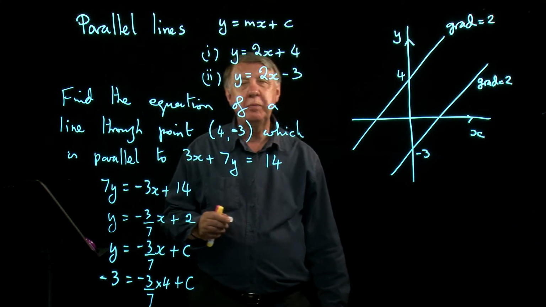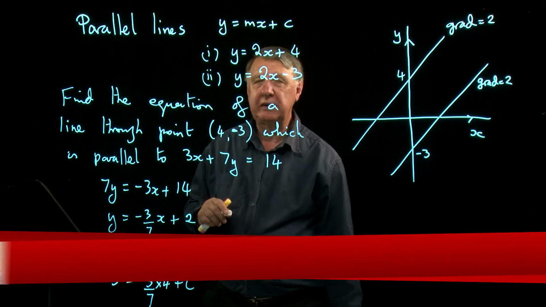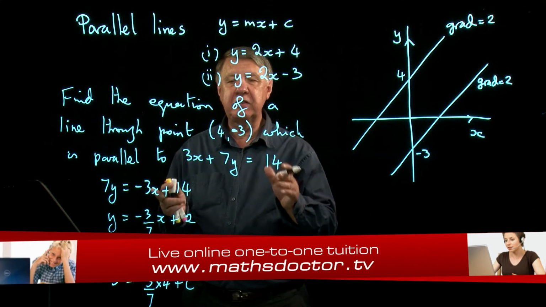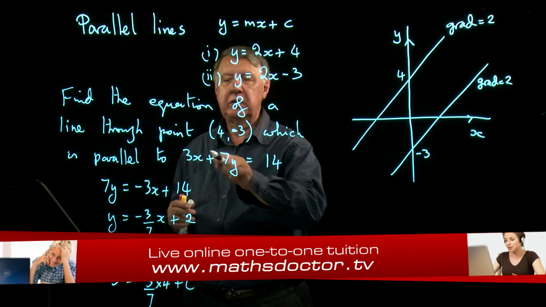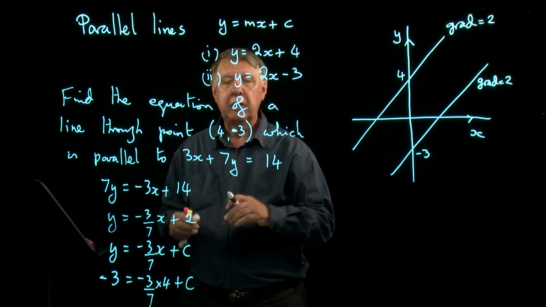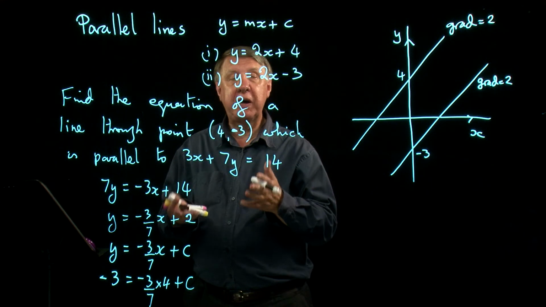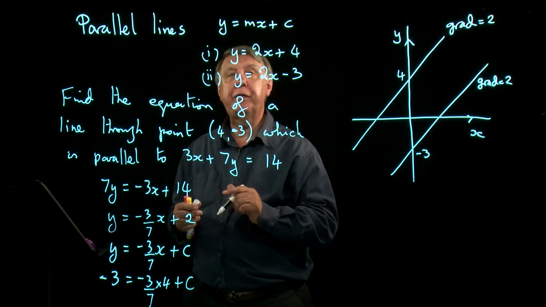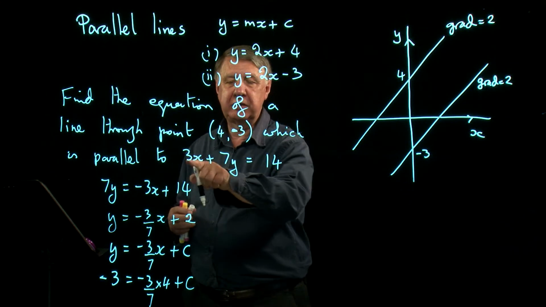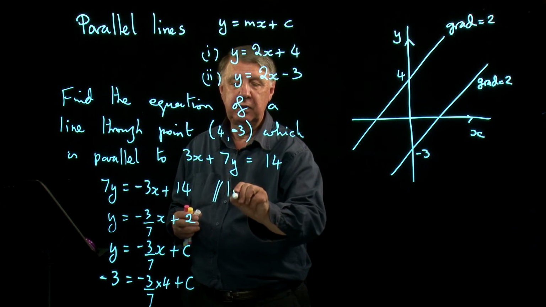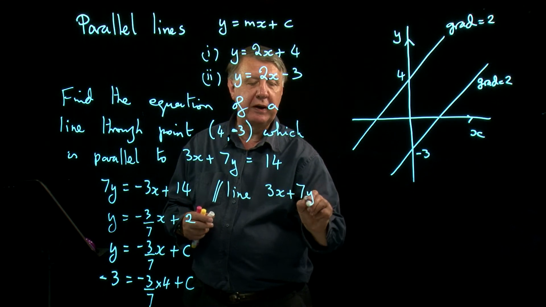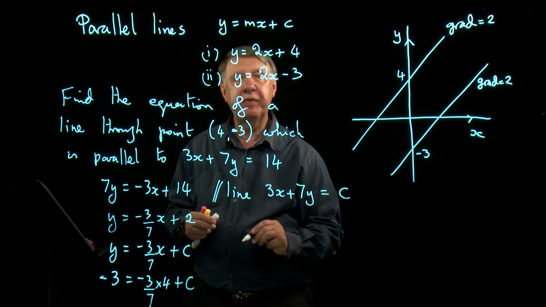And it can basically be done in one. Yes, it can be done in one line. Because the whole point about the gradient of a line is that if we look at the coefficient of x and the coefficient of y, those two will remain the same if the line is parallel. So a line parallel to that will simply be 3x plus 7y equals something else.